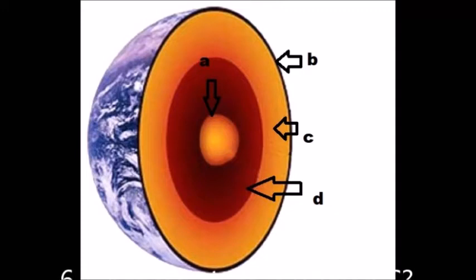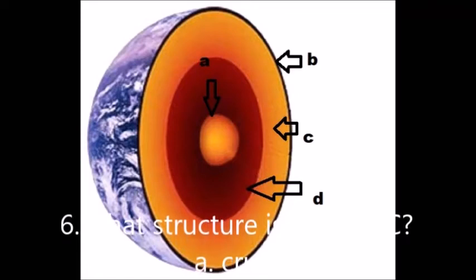Number 6. What structure is labeled C? A. The crust, B. The mantle, C. The inner core, or D. The outer core?